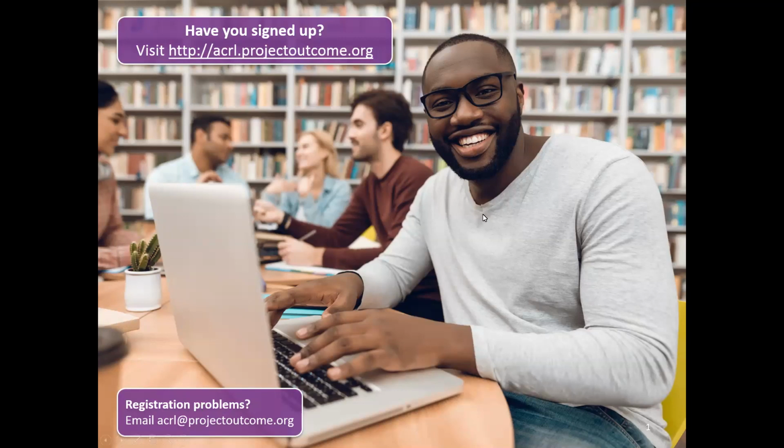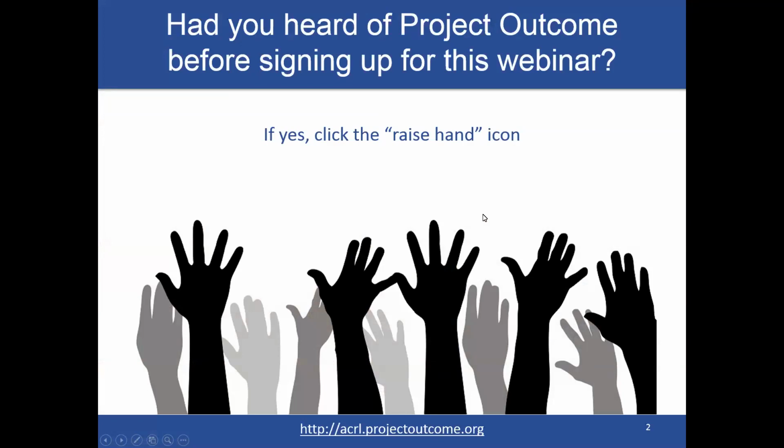So to give us a sense of where we are starting from, how many of you are already familiar with Project Outcome? If you could just click on the raise hand icon that you have and let us know so we have some sense where we're starting from. Okay, it looks like from what I'm seeing, it's maybe not quite half. So hopefully whether you've had a chance to check out what's in the toolkit already or you're just learning a bit more today, you'll learn something from today's session.